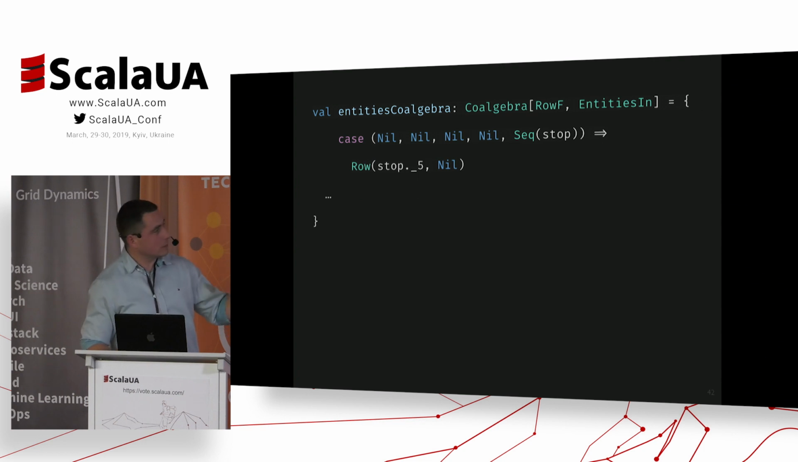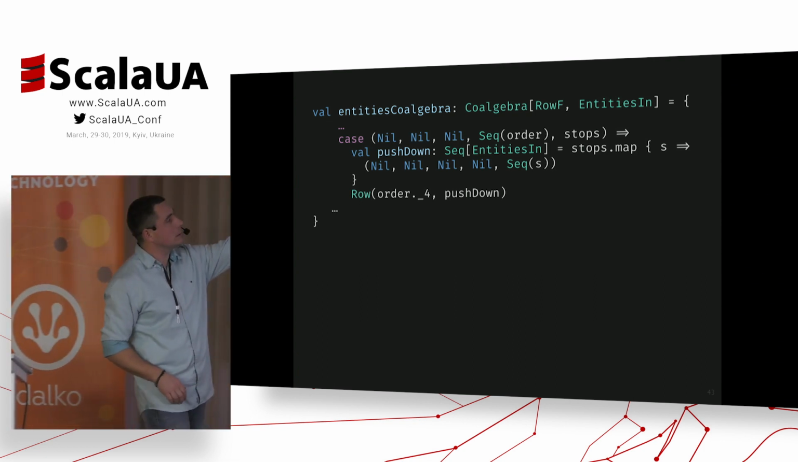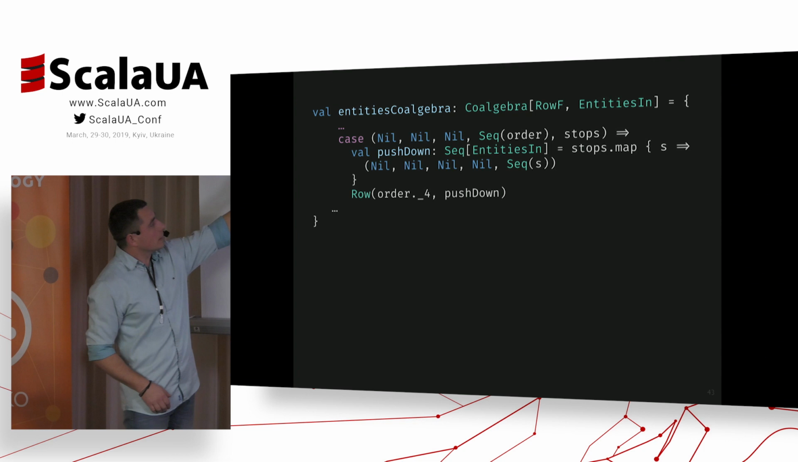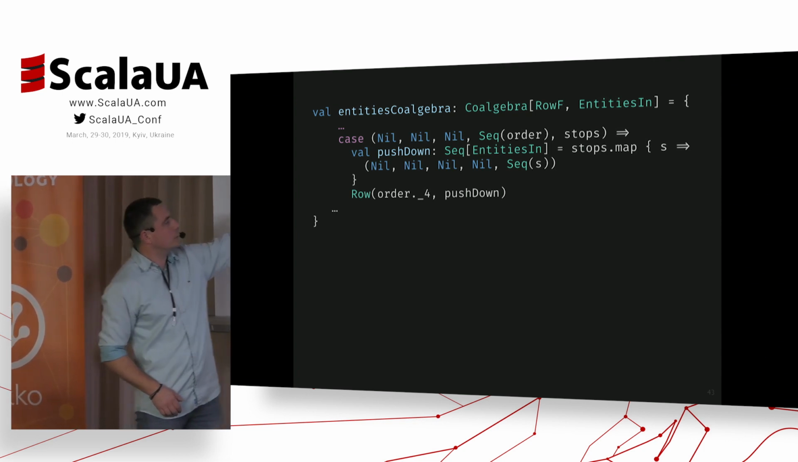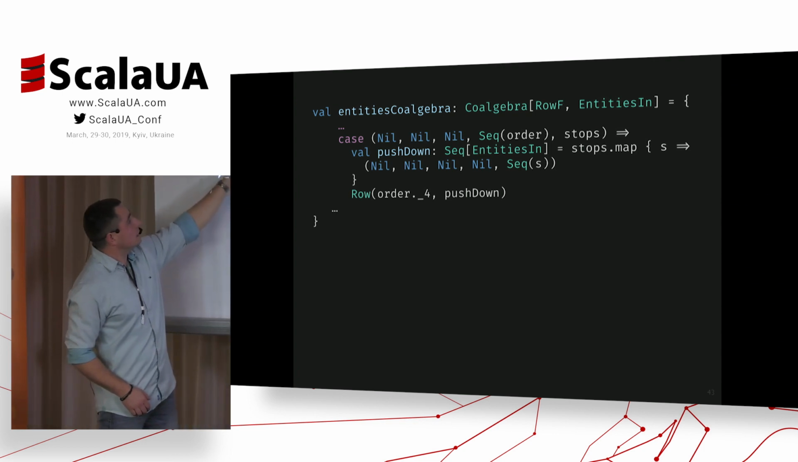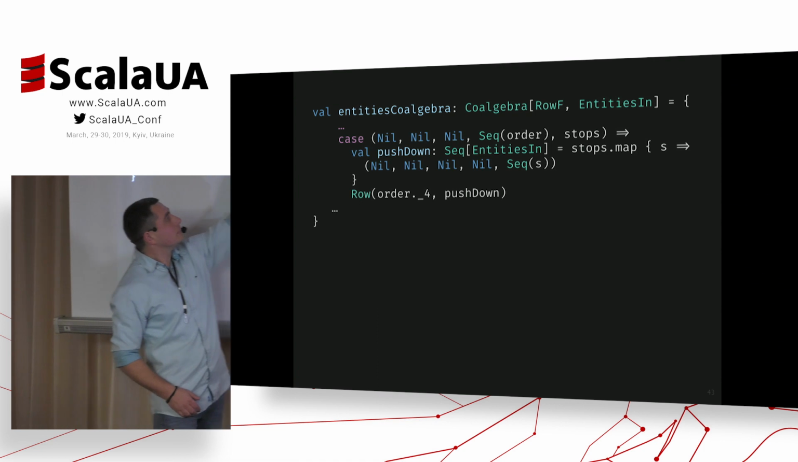So for stops, the bottom layer, we don't do anything. We just return the row, right? For other layers, like in this example, in the sequence of orders, we take all of the stops which belong to this order and push them down. You can see that the type of this thing is entities.